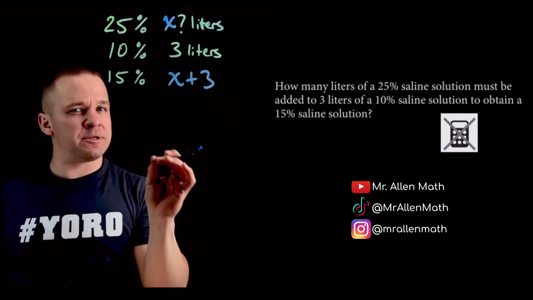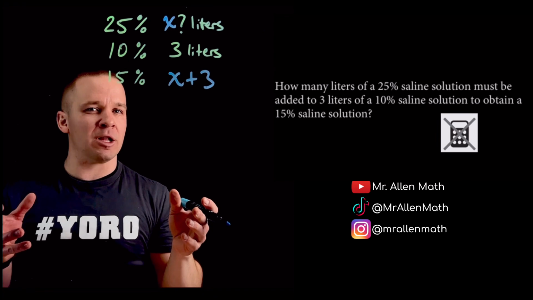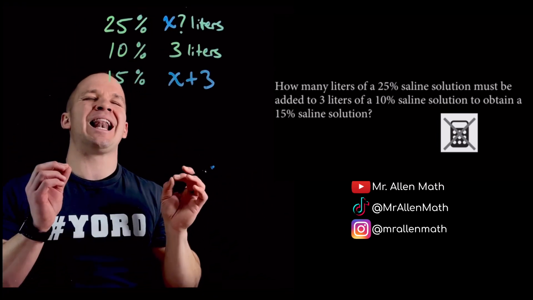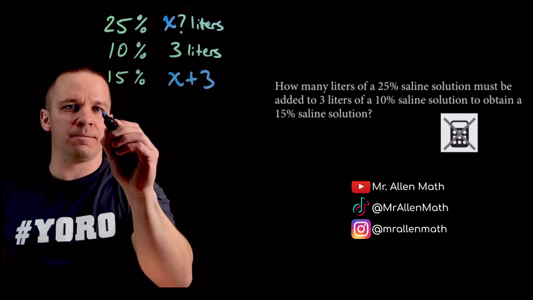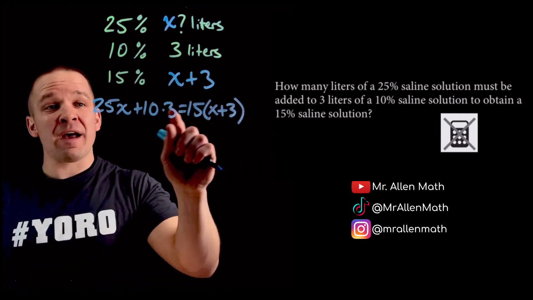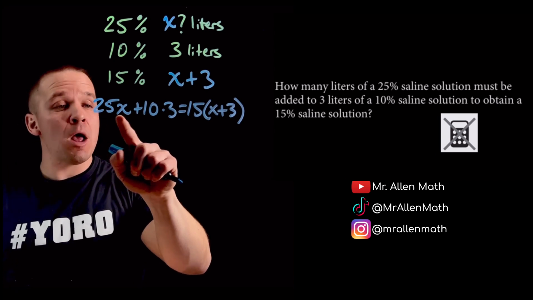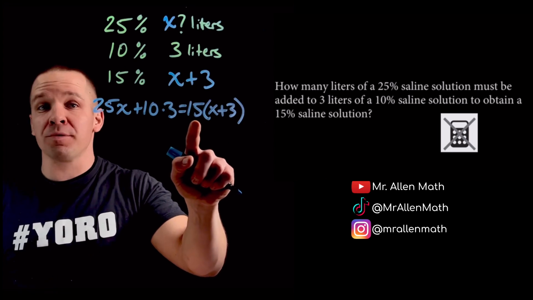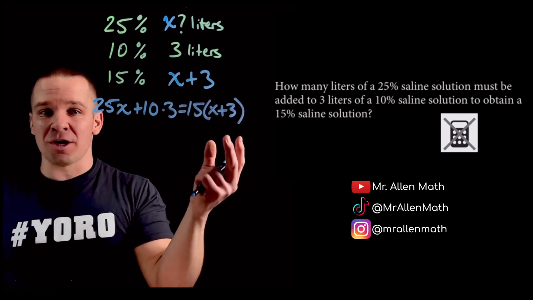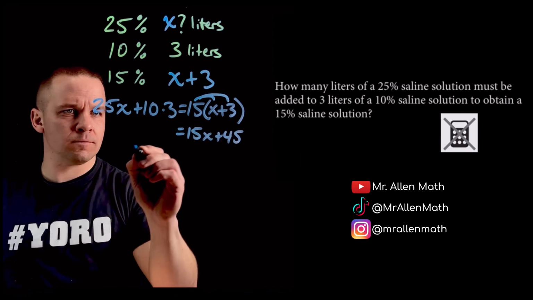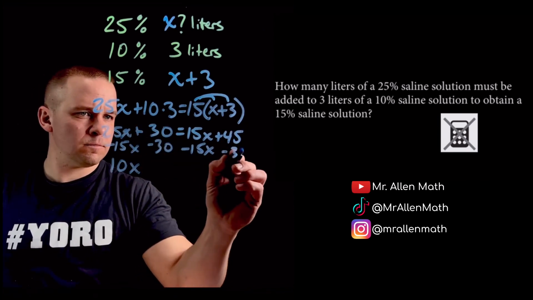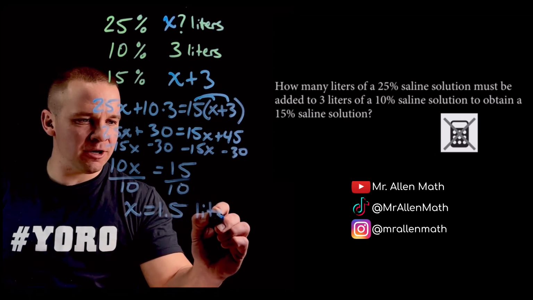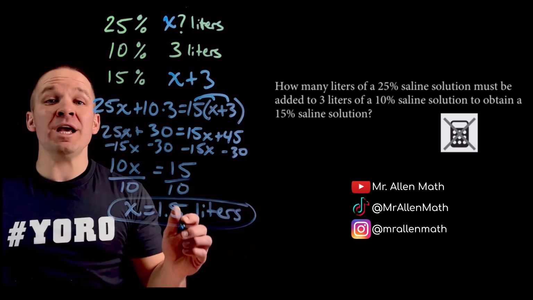Now, I could convert these percentages down to decimals, but I can also multiply my equation by 100, so we can really just deal with these as integers instead, which is a lot easier on the non-calc. Let's set it up. So I've got my liters of 25% solution plus my liters of 10% solution equals my total amount of liters now of 15% solution. And I can start distributing and solving this equation. And I get X equals 1.5 liters. That's it. Bubble it in. We are done.